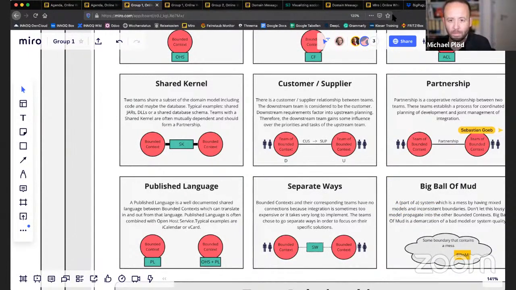Now, what I want you to discuss in your groups as well in the next exercise: where do you see a use case for a published language in our case study? Do you see a use case somewhere? And who should influence the published language?